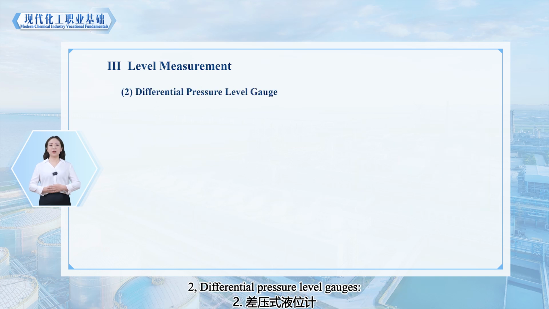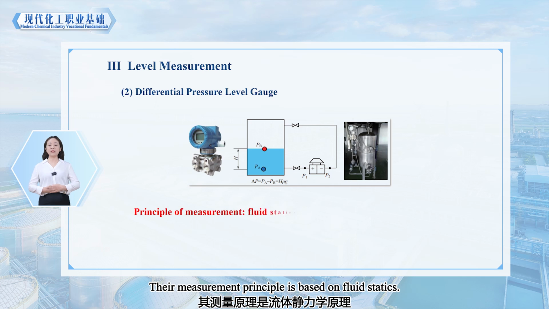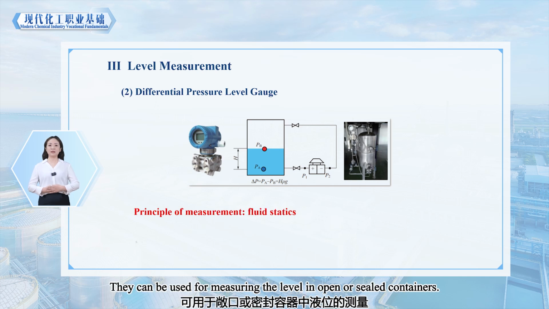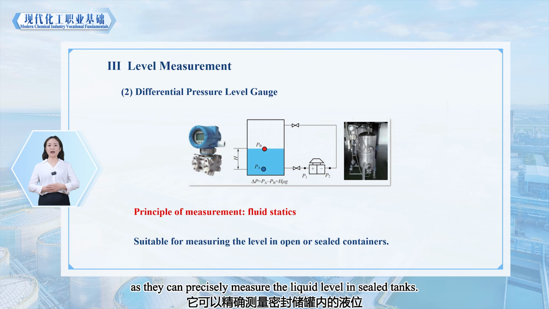2. Differential pressure level gauges. Their measurement principle is based on fluid statics. They can be used for measuring the level in open or sealed containers. In the storage areas of large petrochemical enterprises, differential pressure level gauges are widely used, as they can precisely measure the liquid level in sealed tanks.